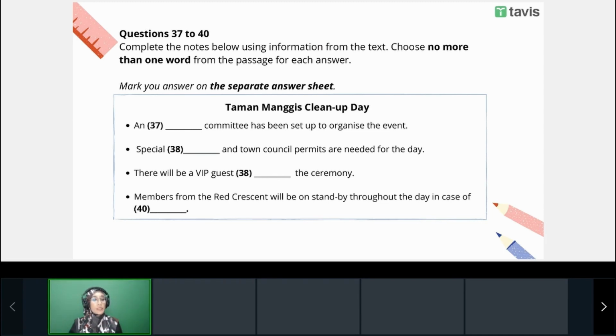All right. So questions 37 to 40, you are to complete the notes using the information given, and you've got to choose no more than one word. So there's only one word for you to fill in here, here, here, and here. Only one word, and make sure that it really fits the whole sentence or the whole phrase. Now let's see.